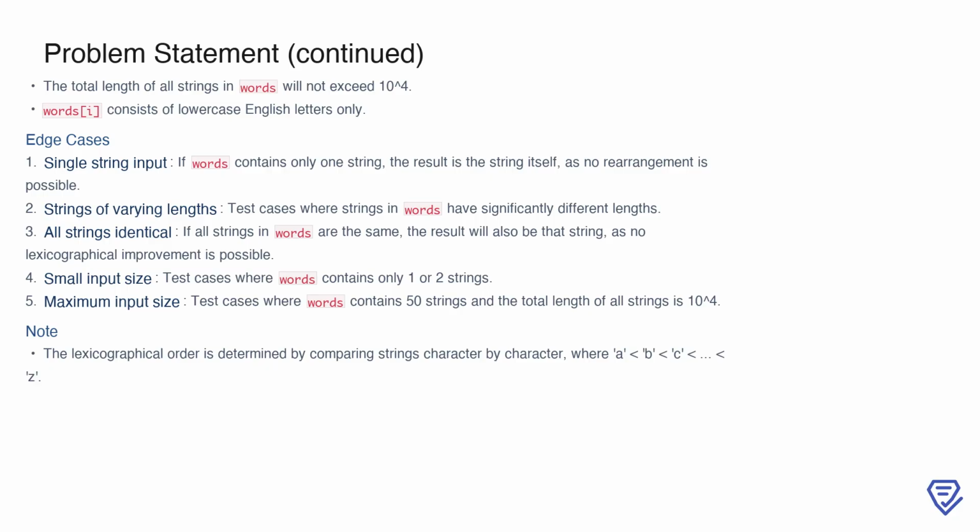To summarize, the constraints of the problem ensure manageable computation, with up to 50 strings and a total length of 10,000 characters across all strings. Special cases include inputs with just one string, where no rearrangement is possible, or inputs where all strings are identical, resulting in no lexicographical improvement. Additionally, the concept of lexicographical order is key, as it determines how we compare and prioritize strings in this problem.